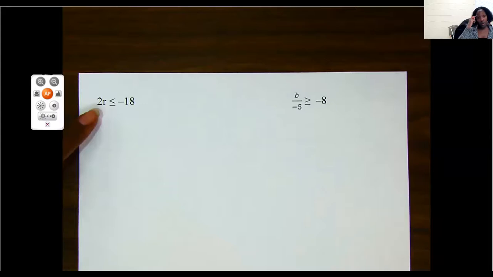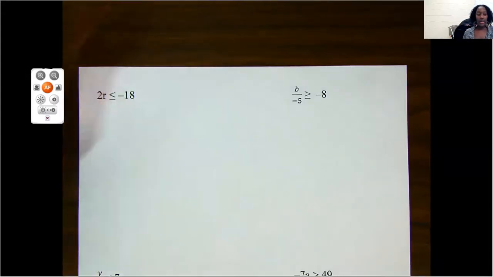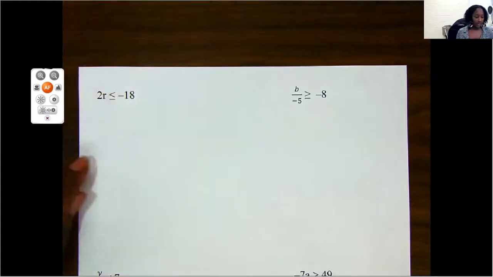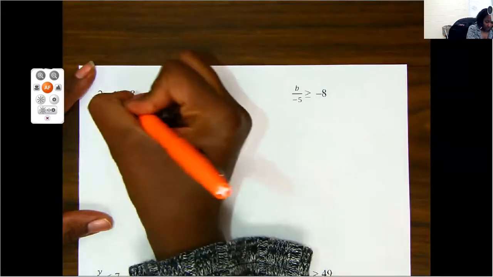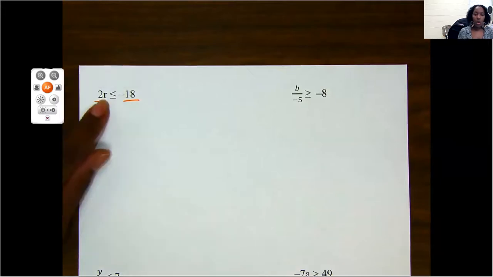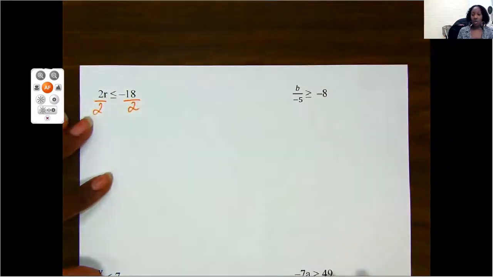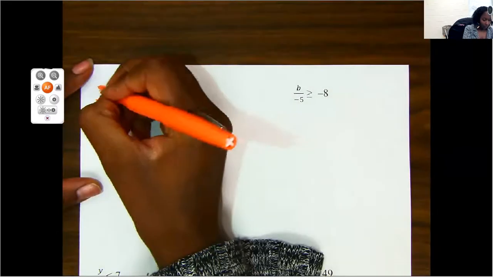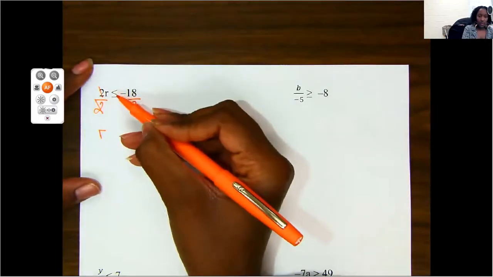So we have 2r is less than or equal to negative 18. Just like any other inequality, we need to get the variable r by itself by doing the opposite. Since this is a multiplication problem, my opposite would be division. So I'm going to be dividing both sides, okay? Because I want r by itself, I need to get rid of the 2. So I'm going to be dividing by 2 on both sides of this inequality. 2 divided by 2 leaves me with 1, or just my r. I'm going to leave the inequality symbol alone just for a second.